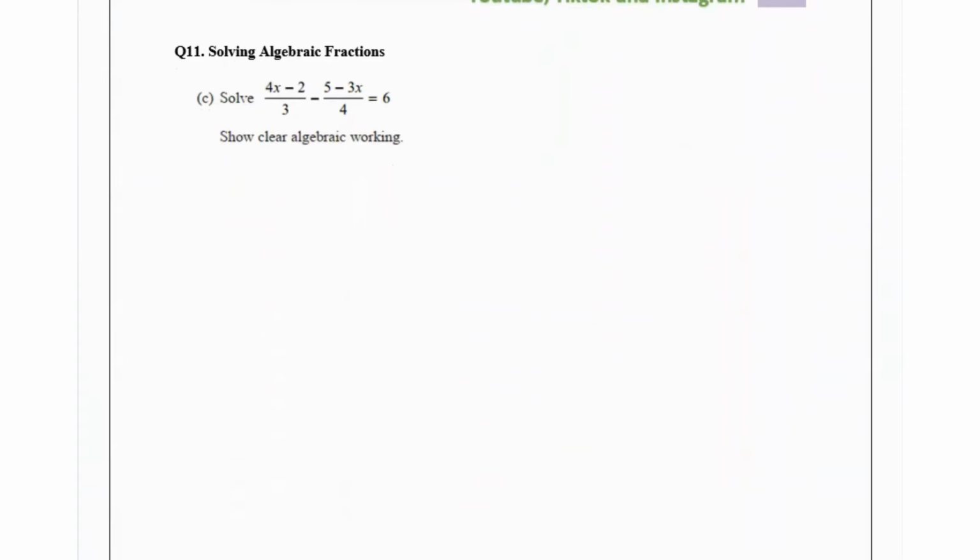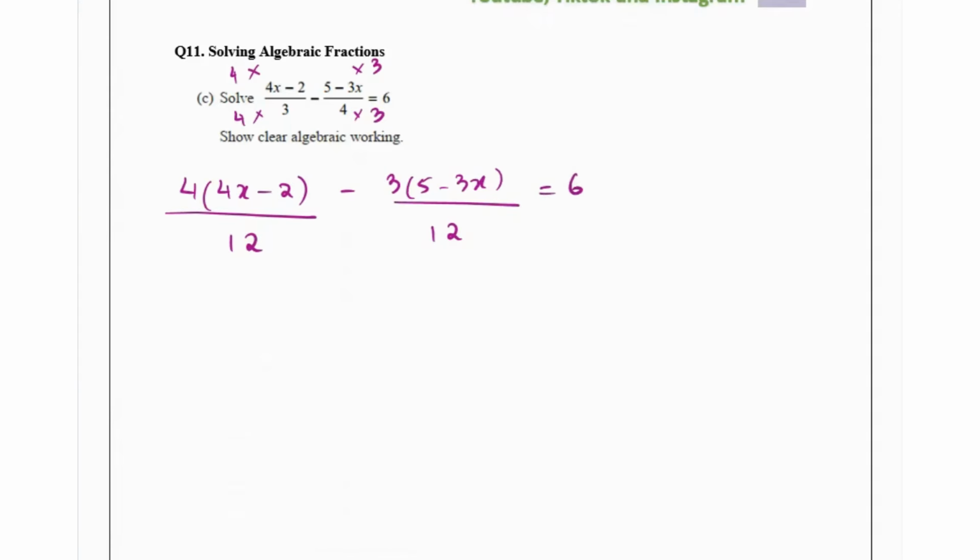Then solving algebraic fractions. For this, same thing. When you're adding or subtracting fractions with unlike denominators, the first step is to make the denominators equal. So for that, we're going to pick the lowest common multiple, which is 12 for 3 and 4. So that means we times the first fraction by 4 and the second fraction by 3. So that's 4 times (4x minus 2) over 12 minus 3 times (5 minus 3x) over 12 equals 6.